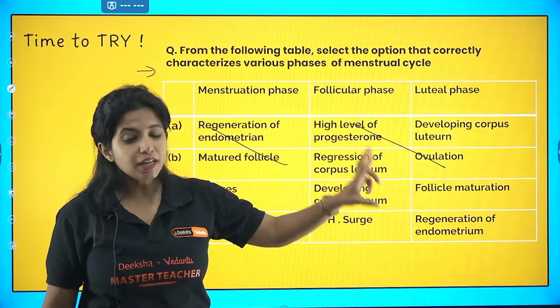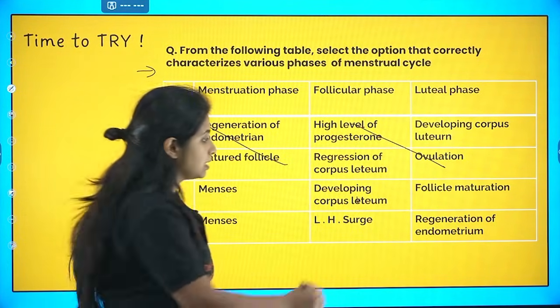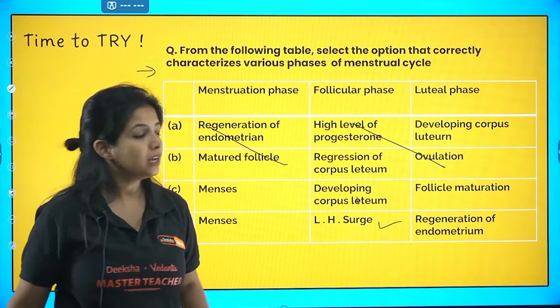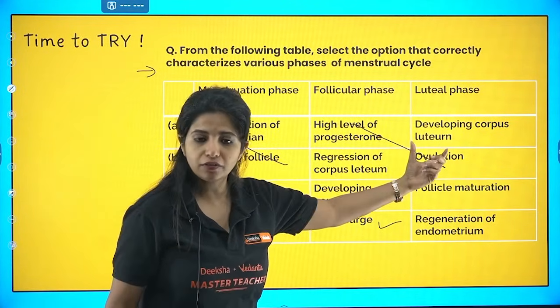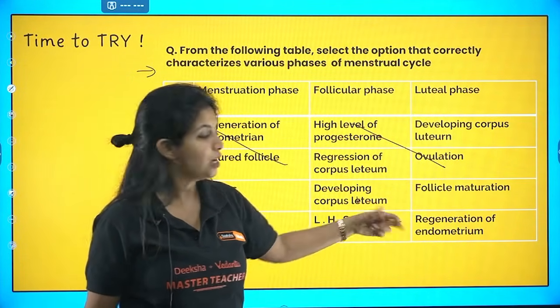At the end of the follicular phase, the LH surge can be happening. So if you compare this and this option, obviously this one would be even better. Now what about the luteal phase? Luteal phase is basically where the follicle maturation... Follicle maturation should have been happening over here. So this is anyway wrong.